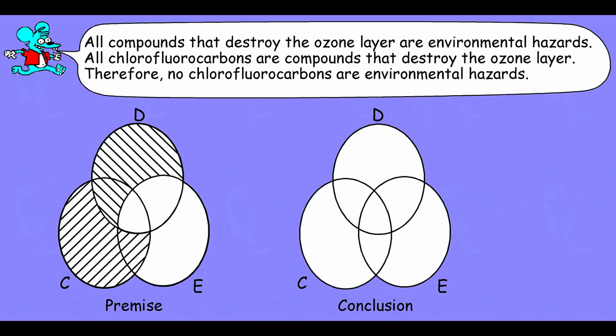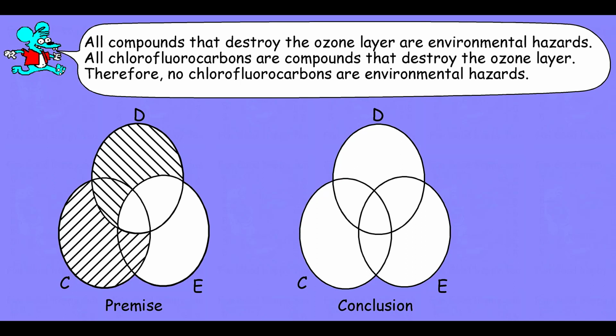Let's look at a different permutation on this same argument. Let's suppose that our conclusion is different now. Our conclusion is no chlorofluorocarbons are environmental hazards. I filled out my Venn diagram under the Boolean interpretation for my premises, just as I did before. Now I turn to my conclusion diagram, and my conclusion says no chlorofluorocarbons are environmental hazards.